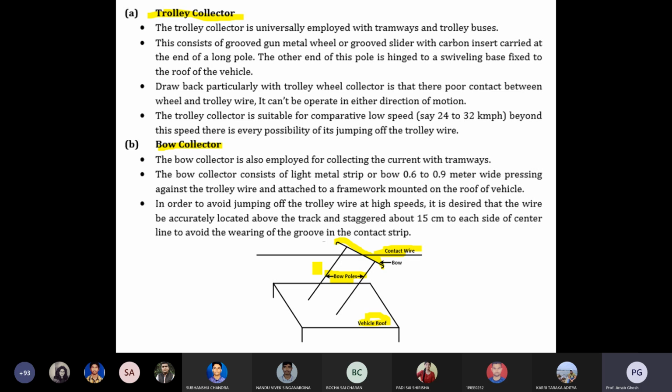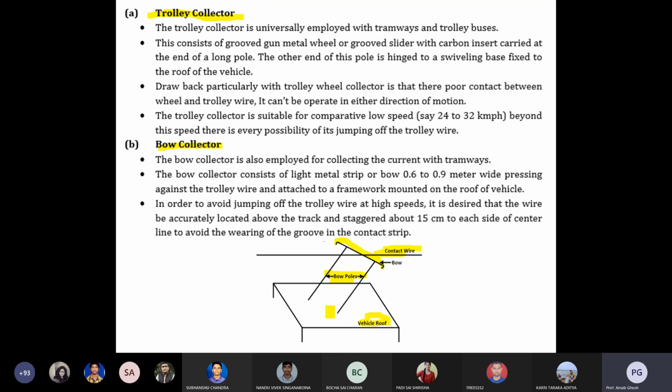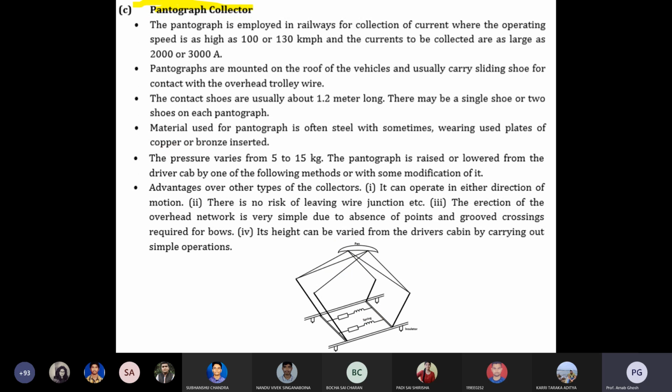I think you are able to understand both differences. And then there is the pantograph. In the case of the pantograph, it looks like a bow, but a bow doesn't have any spring. If you travel very fast, there is jerking of the vehicle just above the railway track. Then the bow tip and the contact wire, over it, there is a gap.